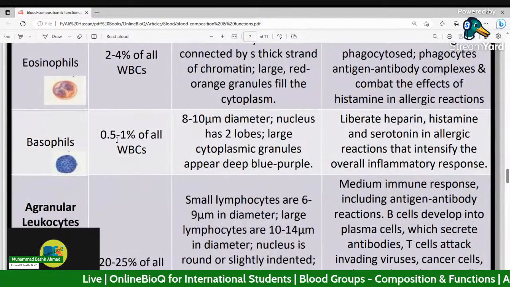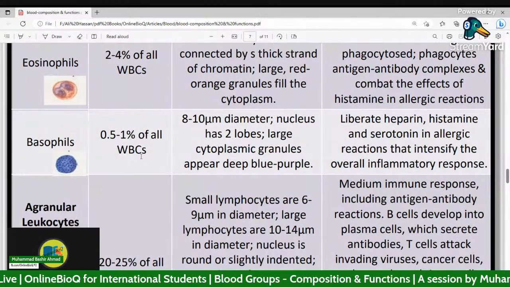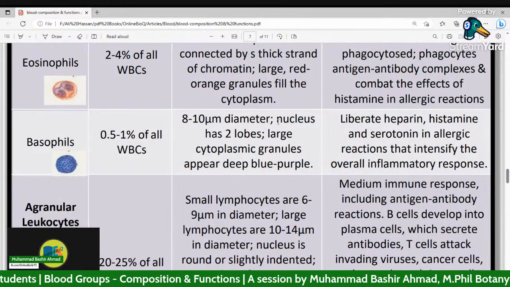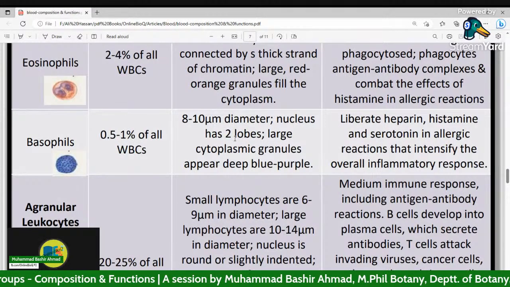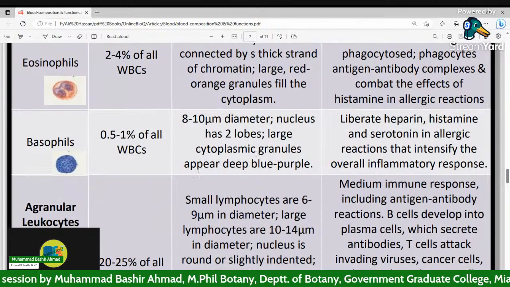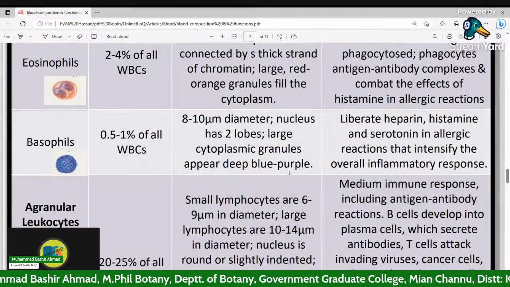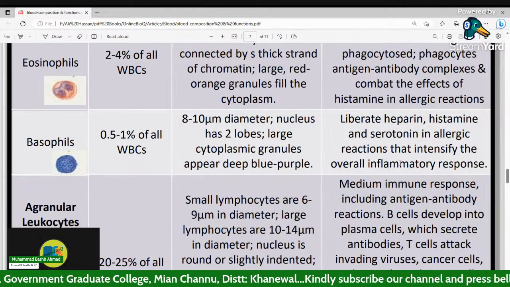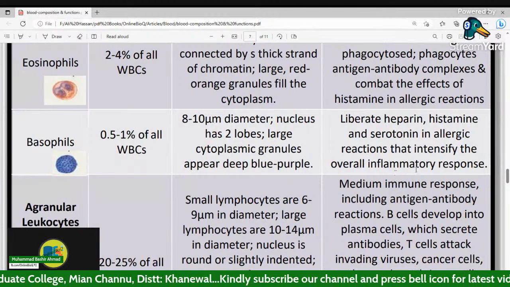Basophils, these are 0.5 to 1% of all white blood cells. These are 8 to 10 micrometer in diameter. The nucleus has two lobes. Large cytoplasmic granules appear a deep blue purple. These liberate heparin, histamine, and serotonin in allergic reactions that intensify the overall inflammatory response.